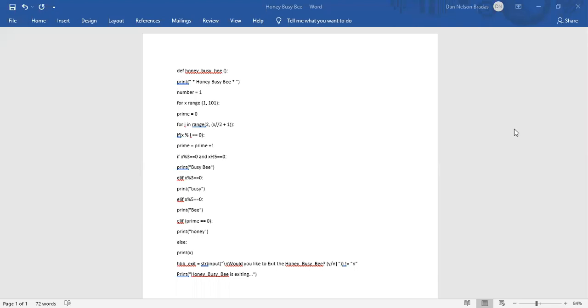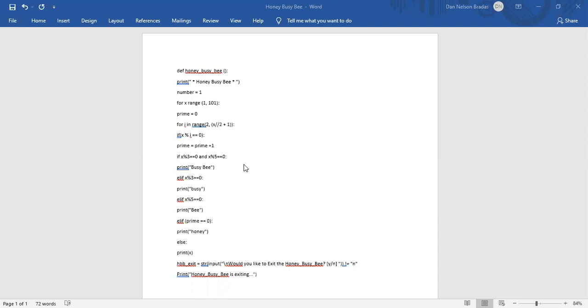Print honey equals to 1 for x in range 1 to 101. Prime is equal to 0. For i in range 2 to x, if x percent i is equal to 0, prime is equal to prime plus 1.